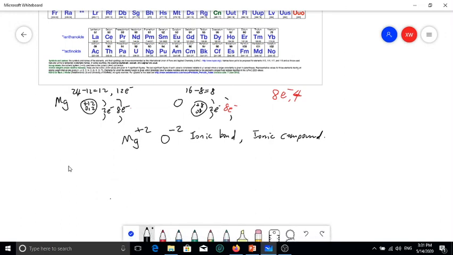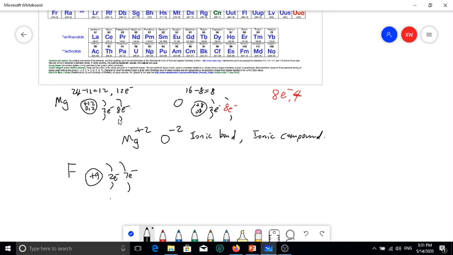For example, let's look at fluorine. Now fluorine is number 9. So let's skip the proton neutron part. It has 9 protons, 9 electrons. So 2 electrons and 7 electrons. Now fluorine obviously is looking for 1 more electron.